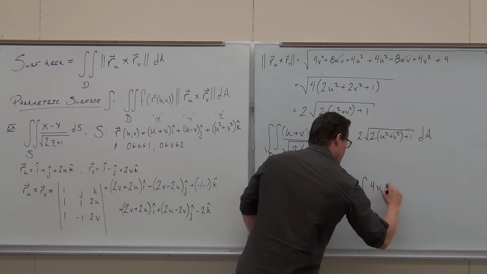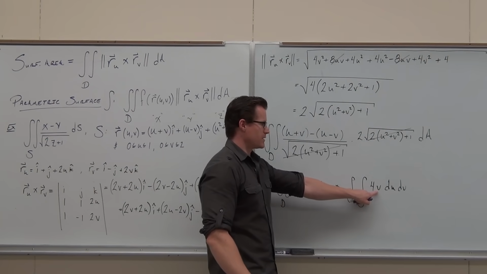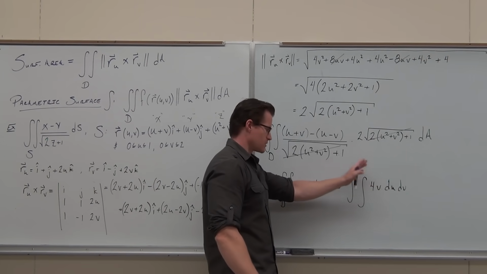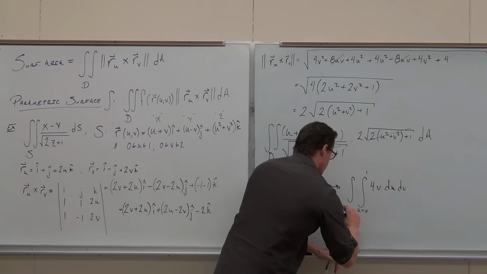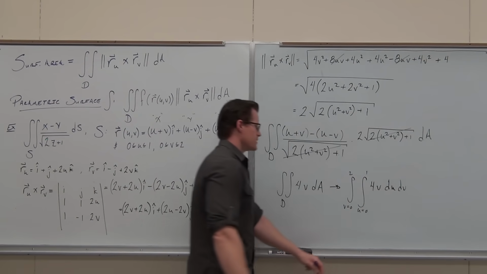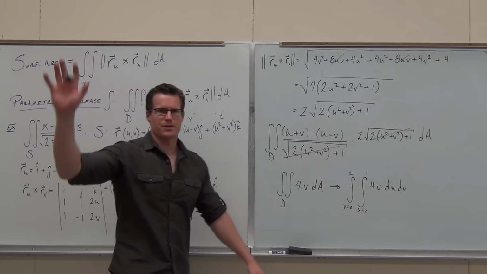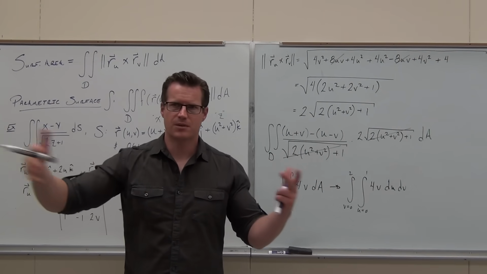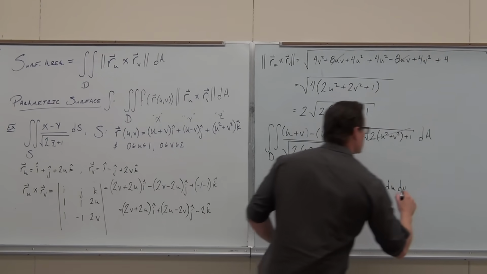So I'm going to do 4v, I'm going to do du, then dv. I avoid integrating this with respect to a variable that's up there, so I want to do du. I want to go from u 0 to 1 and v 0 to 2. Should finish all right with that. Easy, medium, hard. Plug some stuff in, you end up getting 8.